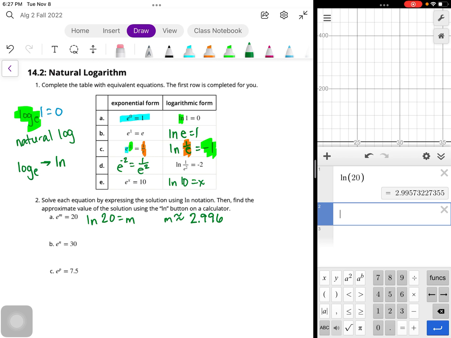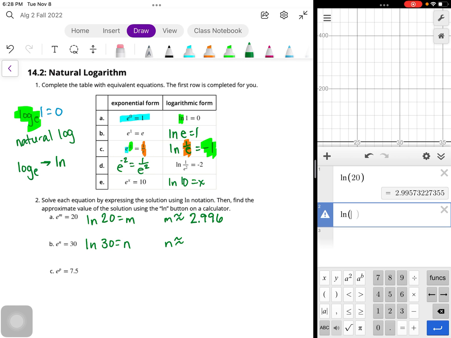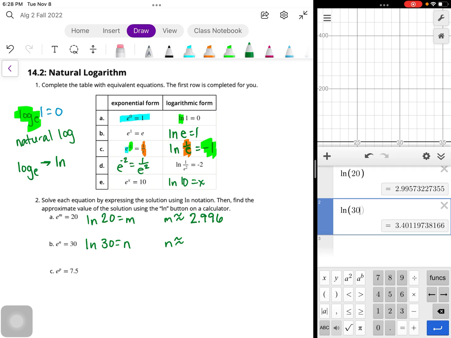I could just modify that one for the next problem, but I'm going to show you something else. All right, so e to the n equals 30. So the natural log of 30 is equal to n. So n is approximately, and I want to show you that you can type in ln and it automatically turns that into the natural log. So you don't actually have to go find that function. You could just type in the letters ln and it will automatically change that for you. And then we're taking the natural log of 30. So that's 3.401. Again, this is an approximation.